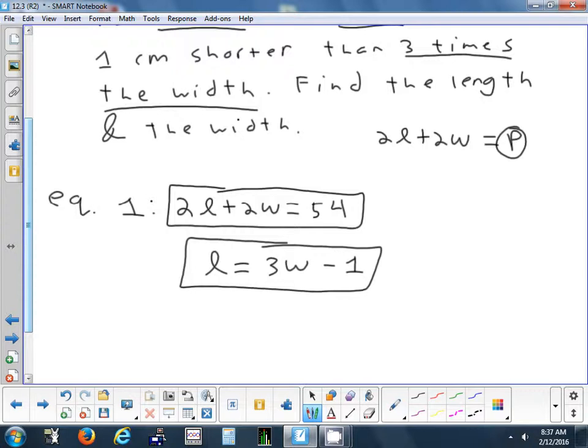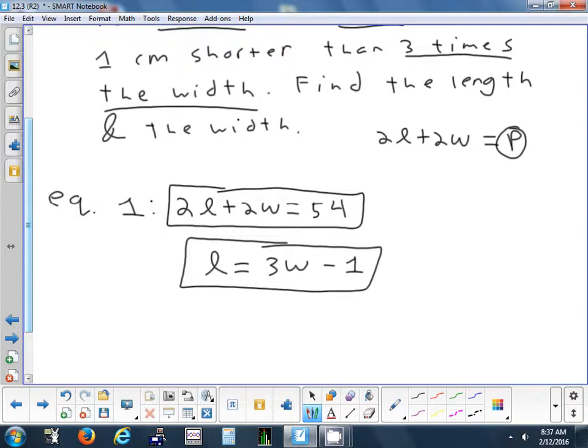The length is 1 centimeter shorter. Shorter means you get a -1, 3 times the width. A mistake here that sometimes Mr. Roy and I see is people put the 1 first. They accidentally switch this order. Remember, if something is shorter by a number, we usually put the number by itself at the end. We put the number with the letter first, like the 3 and the W.